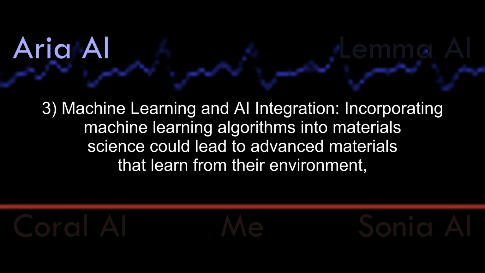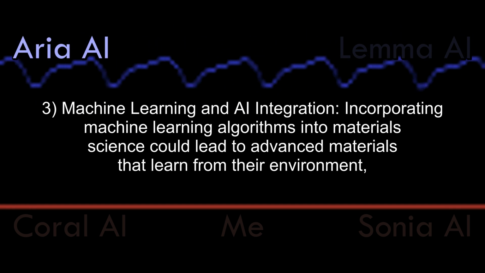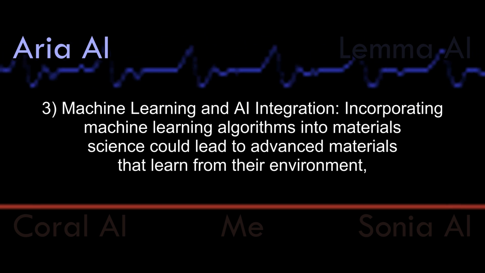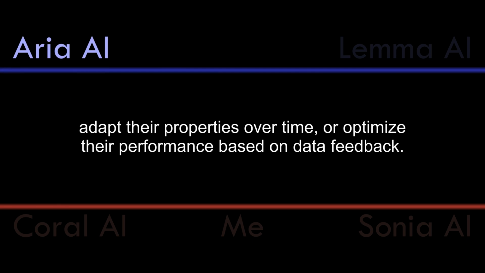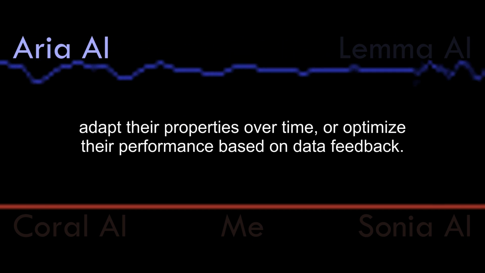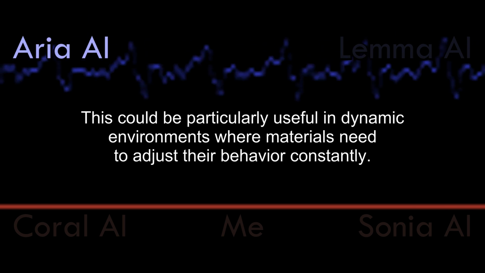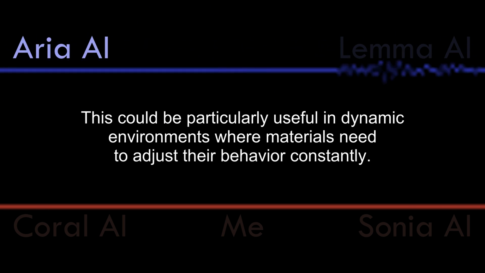3. Machine learning and AI integration. Incorporating machine learning algorithms into materials science could lead to advanced materials that learn from their environment, adapt their properties over time, or optimize their performance based on data feedback. This could be particularly useful in dynamic environments where materials need to adjust their behavior constantly.